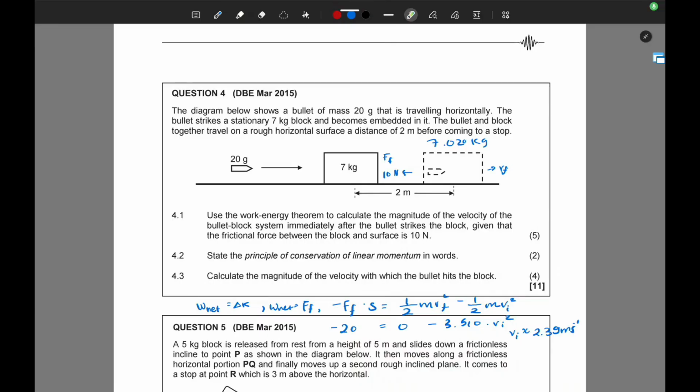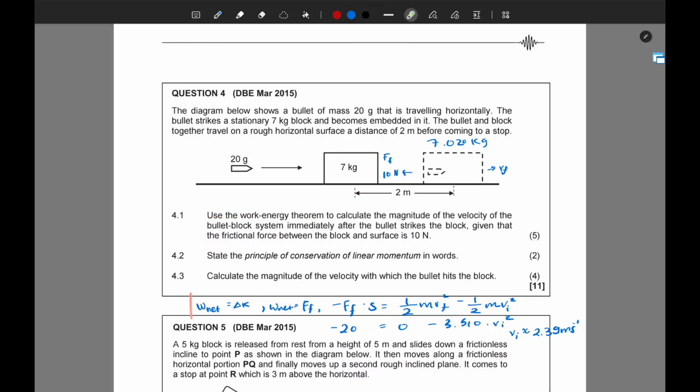So in this question, there's a 20-gram bullet, it's being lodged into a 7-kilogram box. That means the final mass is going to be 7.020 kg. The frictional force is 10 newtons as we're given. Now we need to find the speed of the bullet and block system immediately after the bullet is lodged. It says to use the work energy theorem.